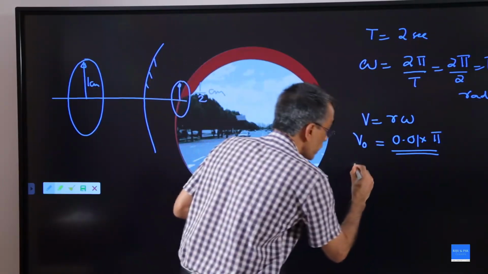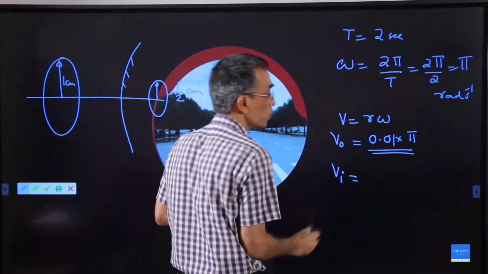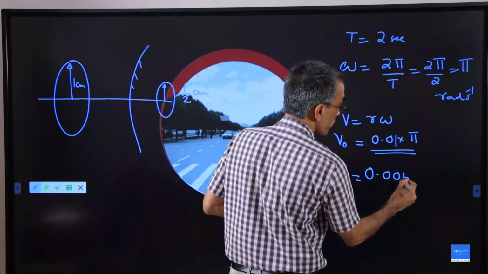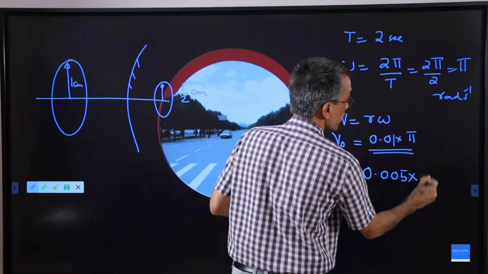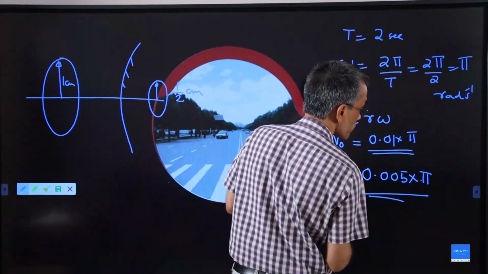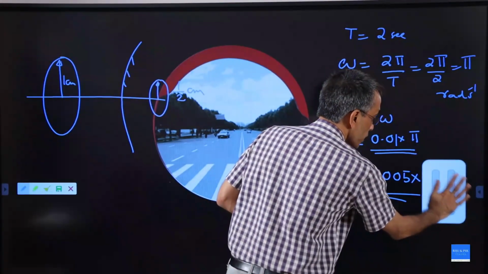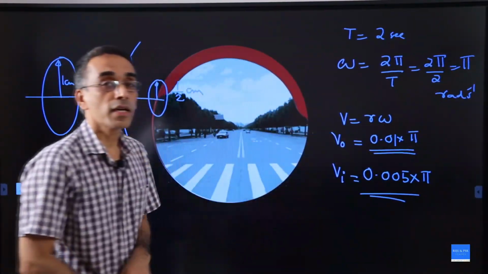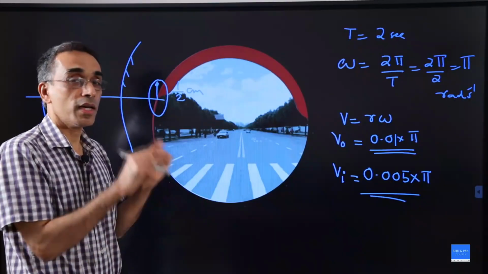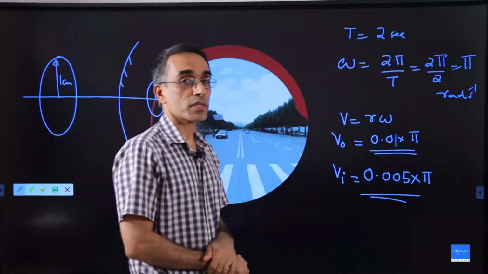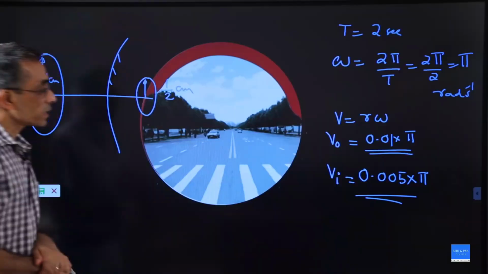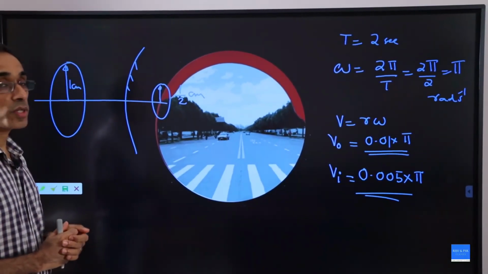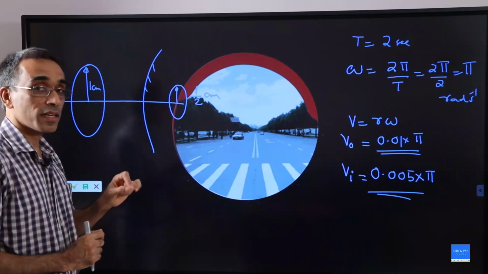Well, what is the speed of the image? Speed of the image is equal to, the radius is now 0.005, half of that one, into pi, because pi is the angular speed. So, this is the speed of the image, this is the speed of the object. Okay. That is a very good application of circular motion and ray optics. You can expect similar questions for JEE examinations.